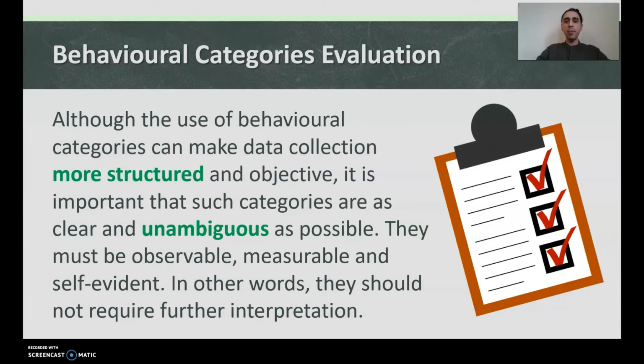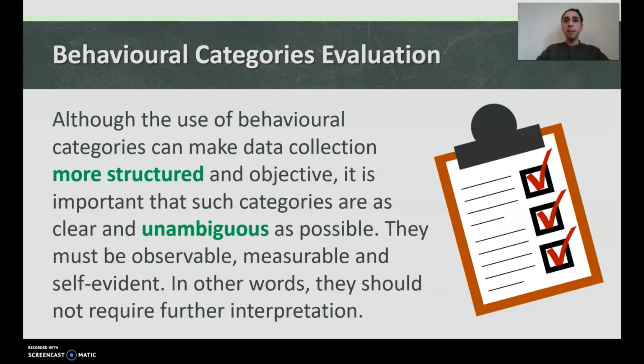Although the use of behavioral categories can make data collection more structured and objective, it is important that such categories are as clear and unambiguous as possible. Unambiguous meaning clear. Ambiguous meaning it's not very clear, we're not really sure what's going on. They must be observable, measurable, and self-evident. So it must be obvious to the person that's recording the data. In other words, they should not require further interpretation.